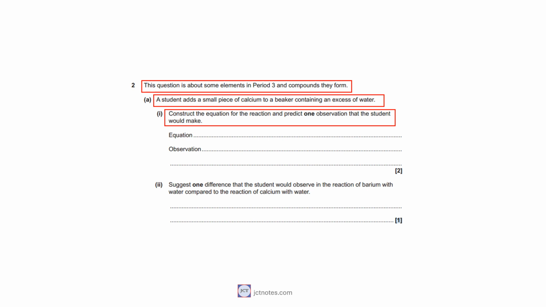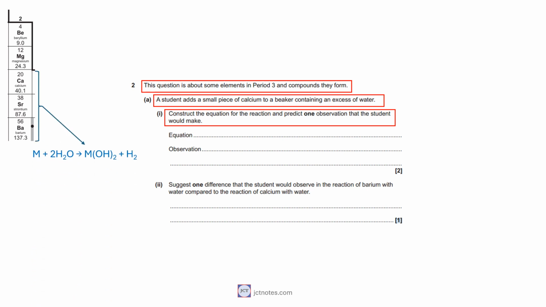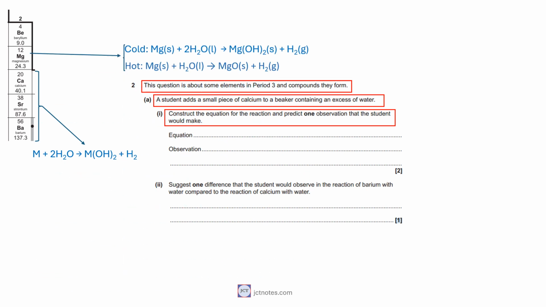student would make. The reaction of group 2 metals calcium, strontium, and barium with water produces the metal hydroxide and hydrogen gas. Magnesium with cold water produces the same reaction, but hot magnesium does react vigorously with water in the form of steam to make magnesium oxide and hydrogen gas. Beryllium is not reactive with water at room temperature.